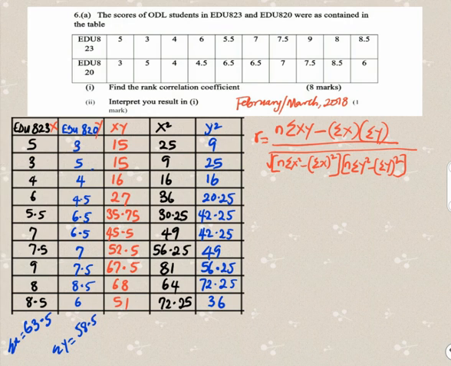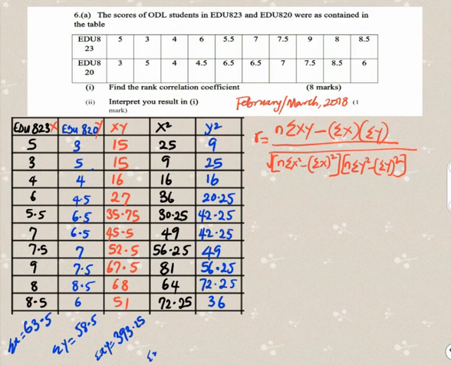Alright, for xy now, summation xy. 15 plus 15 plus 16 plus 27 plus 35.75 plus 45 plus 52.5 plus 67.5 plus 68 plus 51. That gives 393.25.